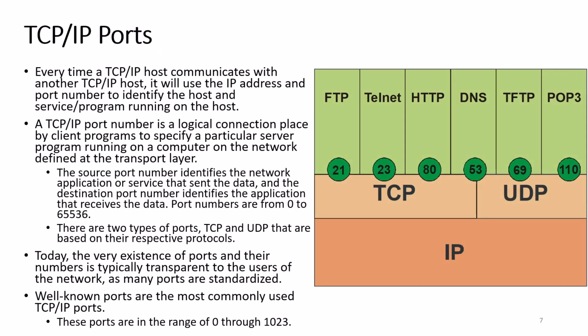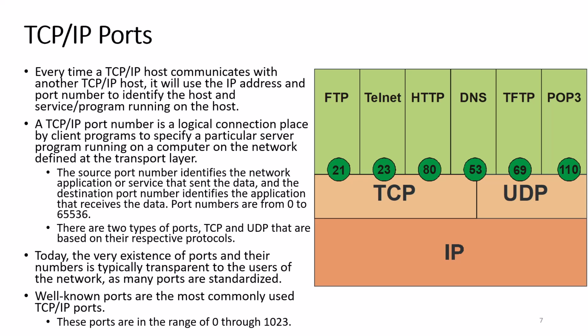Every time a TCP/IP host communicates with another TCP/IP host, it will use the IP address and port number to identify the host and the service or program running on the host. A TCP/IP port number is a logical connection placed by client programs to specify a particular server program running on the computer on the network, defined at the transport layer. The source port number identifies the network application or service that sends data, and the destination port number identifies the application that receives the data. Port numbers are from 0 to 65,536.